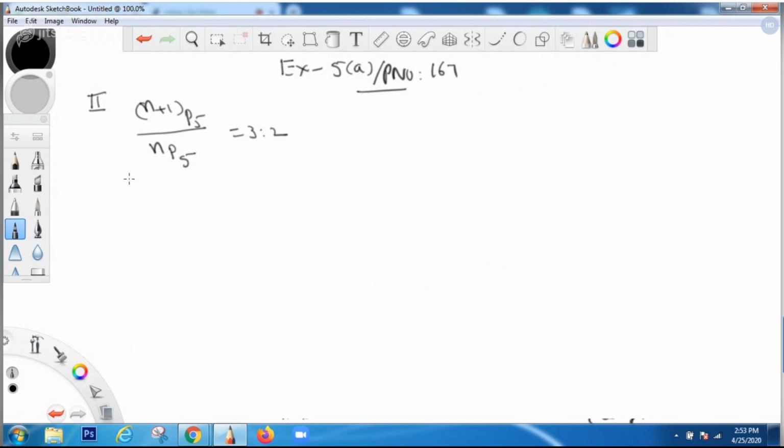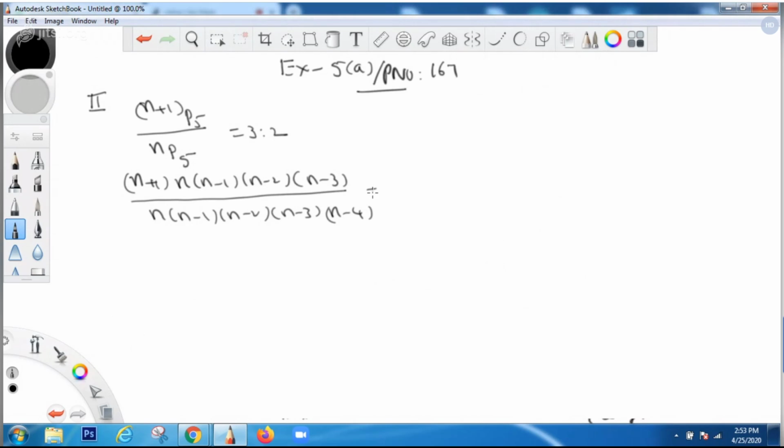(n plus 1) P5, you can take it as starting with n plus 1 into n into n minus 1 into n minus 2 into n minus 3, five factors, divided by nP5, n into n minus 1 into n minus 2 into n minus 3 into n minus 4, once again five factors, is equal to 3 by 2. Possible cancellations: n, n minus 1, n minus 2, n minus 3.